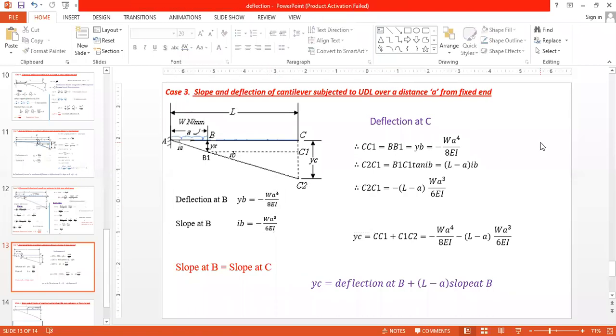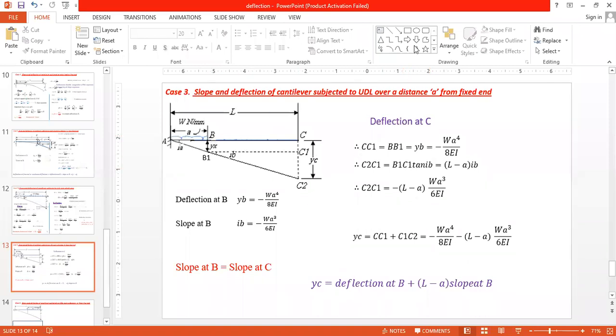Now next I will consider this triangle, that is b1 c1 c2. We need to calculate the c1 c2 distance. When we consider the b1 c1 c2 triangle, see here this angle is the slope at b, and it is theta b, suppose. Then tan theta b is c1 c2 divided by b1 c1, therefore c1 c2 is equal to b1 c1 into tan theta b.